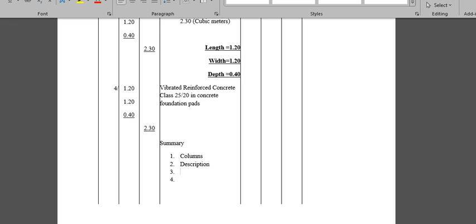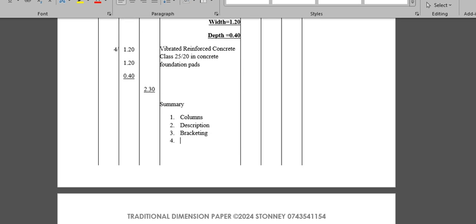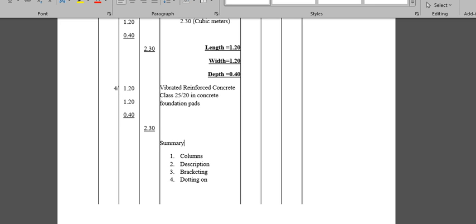All right, so we've done columns, we've done description, we've also done bracketing. Okay, so there is one thing that we would also need to look into today, and that is what we call dotting on. This is also another concept that we need to learn from what we've done.